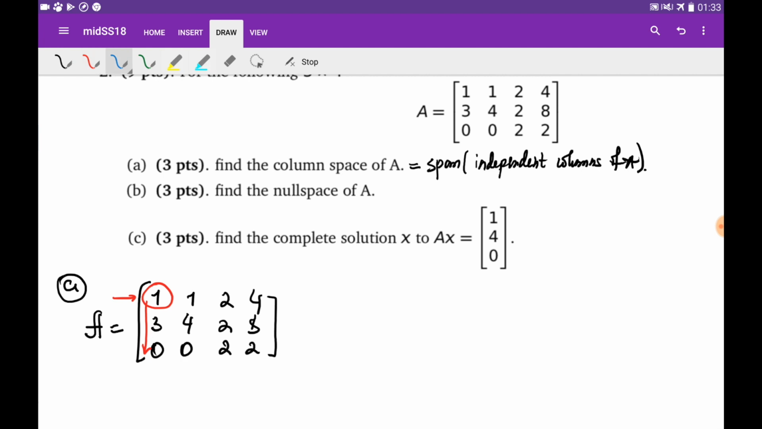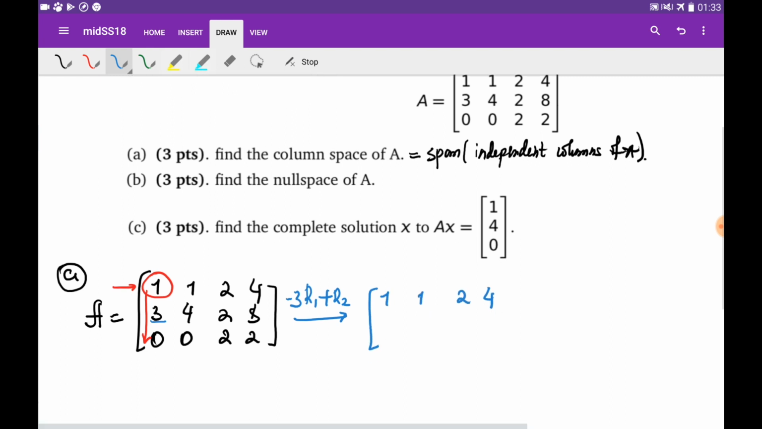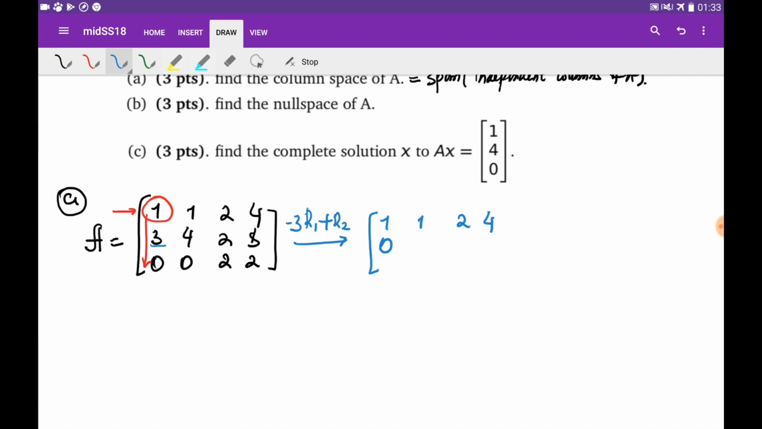So first of all, I'm going to eliminate this 3, and in order to do this, we multiply the first row by -3 and add this to the second. What we obtain is the following matrix. It's going to be 0, 1, -4, -4, 0, 0, 2, and 2.